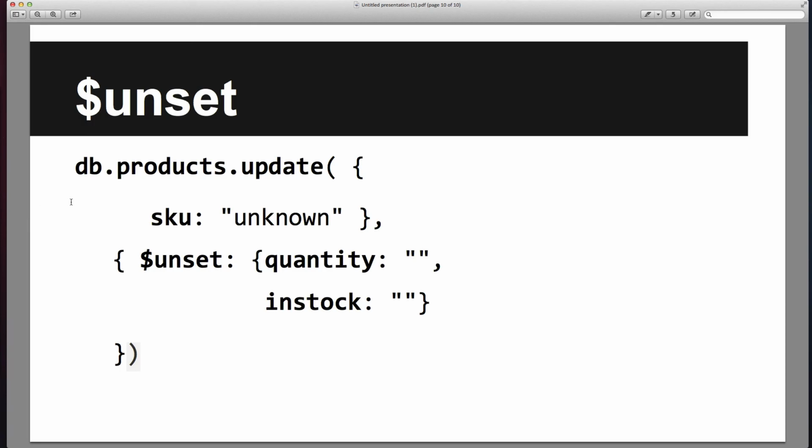Okay, I got it. Okay, unset. What unset does is it removes fields from what we have selected. So we're querying, this is our query. So all the SKUs with the unknowns in products, we're going to unset the quantity and the in-stock. What that just means is removing these from the products where there is an unknown value in the SKU.